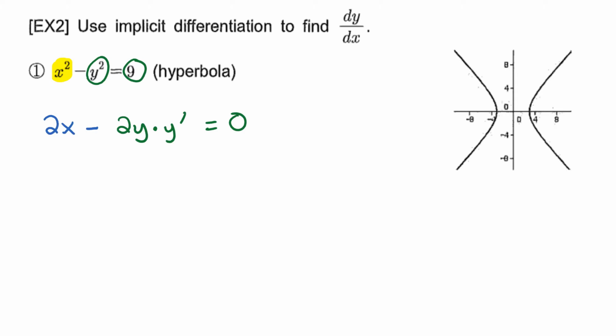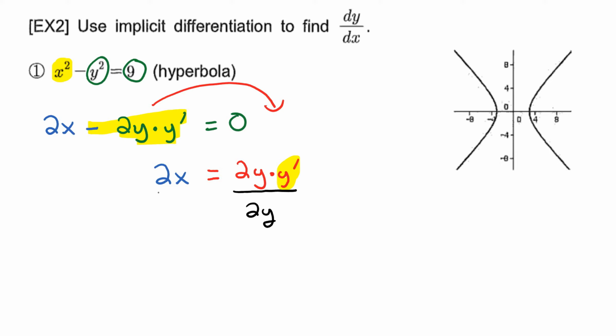Okay, after that, I'm going to take this term right here in yellow, and I'm going to move that to the right hand side. If I move that to the right hand side, I get 2y times y prime, and then I just have 2x on the left hand side. And my goal is I want to isolate for y prime because that means derivative. So that means I need to divide both sides by 2y. And I'll divide that side by 2y.